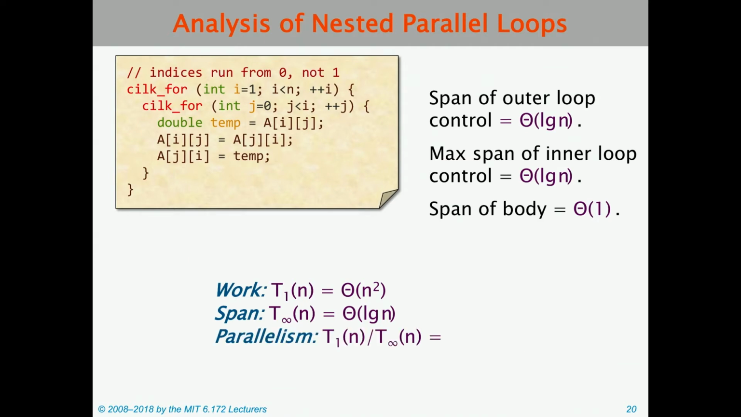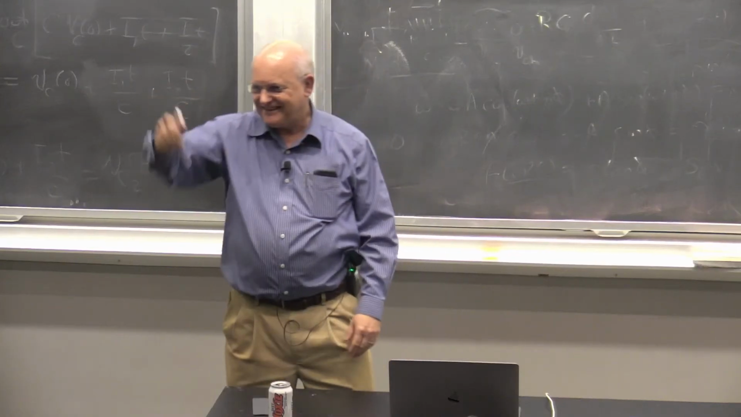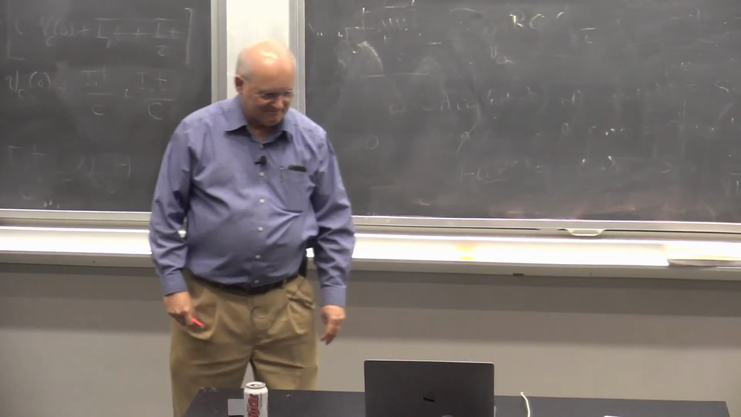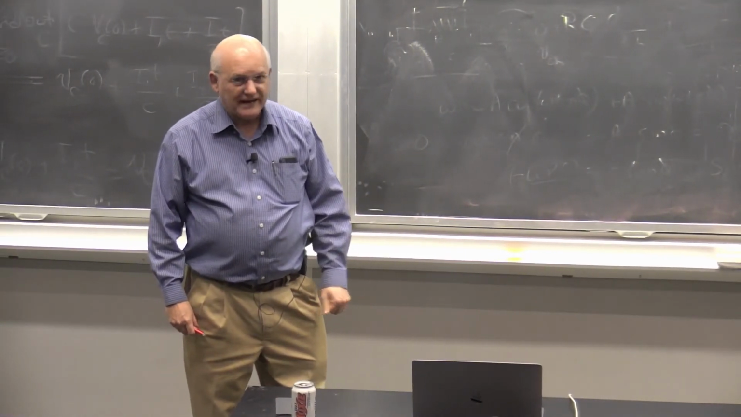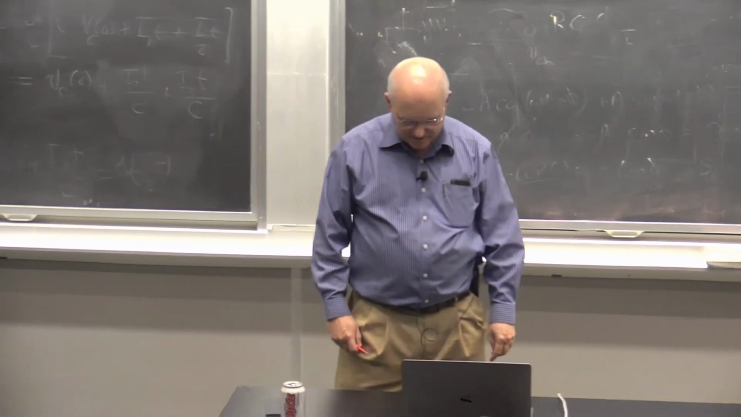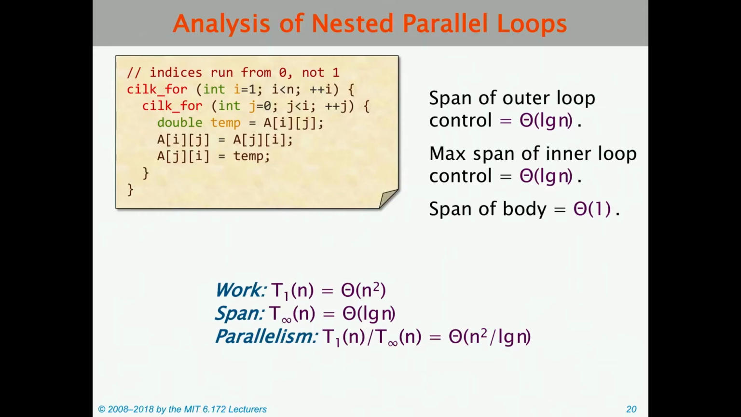Okay. So the parallelism is... Every hand in the room should be up, waving to call on me. Sure. n squared over log n. Yeah, n squared over log n. Okay, that's the ratio of the two. Good. Any questions about that? Okay. So the parallelism is n squared over log n, and this is more parallel than the previous one.